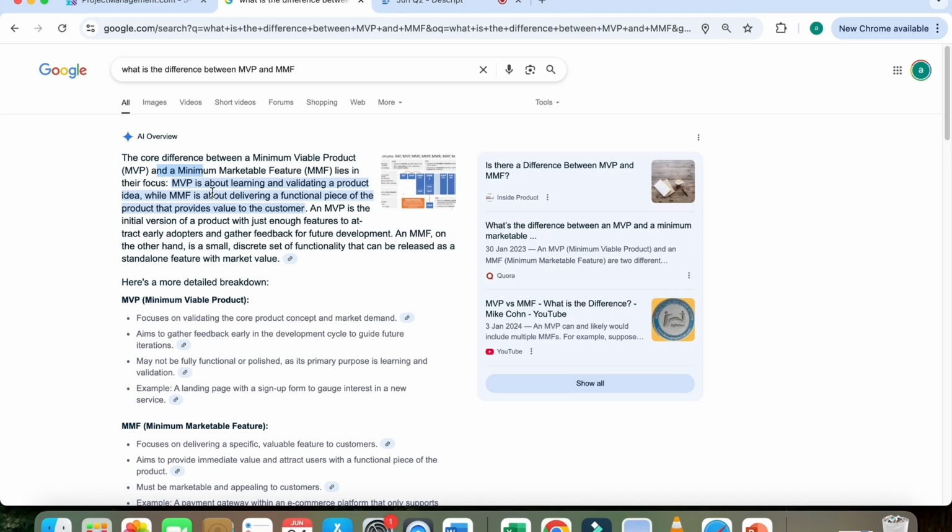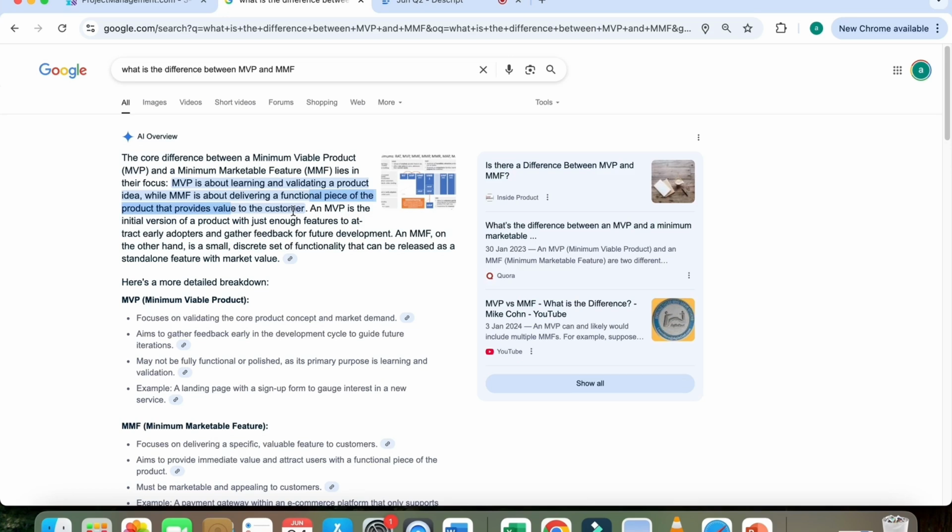If you study this screenshot, a minimum viable product is about learning and validating a product idea, while the MMF is about delivering a functional piece of the product that provides value to the customer. Okay. Now, the minimum viable product might not be a product which could be sent to the market and a revenue model could be generated from that. It is not guaranteed that your minimum viable product or MVP will be a saleable product. Okay. However, this is where the key difference lies between MVP and MMF.